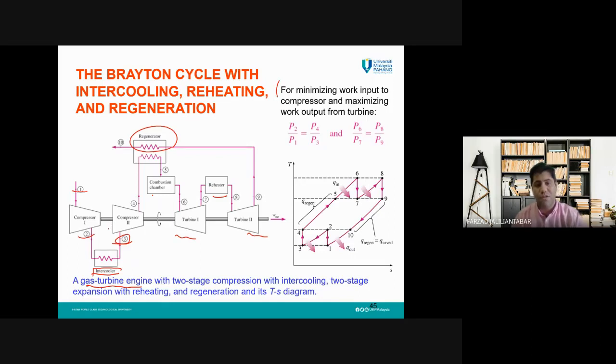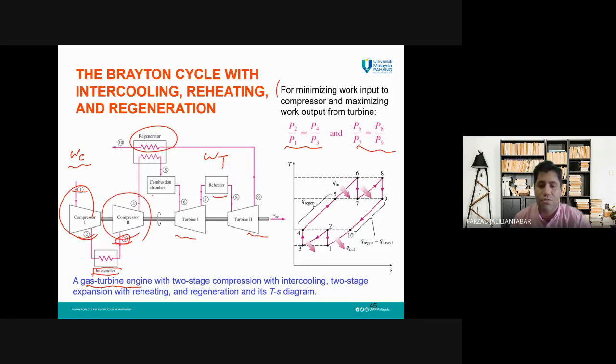If we want to have minimum required work for the compressors, and if we want to have maximum work output from the turbine, it is better to have this equation: P2 divided by P1 be equal to P4 divided by P3. The pressure ratio for compressor 1 should be equal to the pressure ratio for compressor 2.